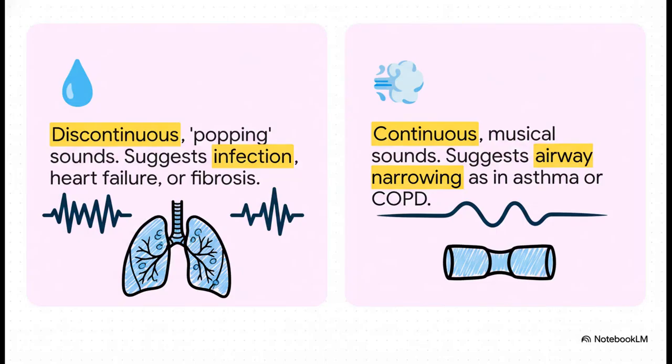And this slide illustrates the key distinction perfectly. Can you hear the difference in your head? Crackles are those short, popping sounds. That's the sound of little airways snapping open. It suggests fluid, maybe from pneumonia or heart failure, or the stiffness of fibrosis. A wheeze, on the other hand, is that continuous, high-pitched musical sound. That's air being forced through narrowed tubes, and it's the absolute hallmark of asthma or COPD. Knowing what they sound like and what they mean is a fundamental clinical skill.